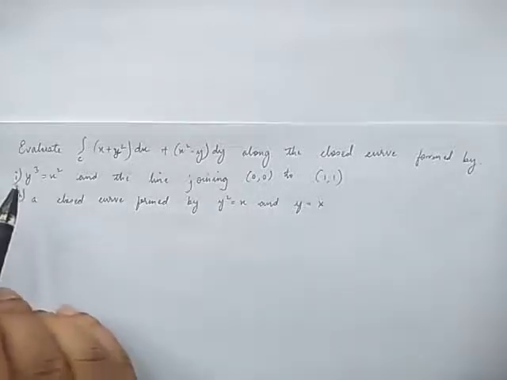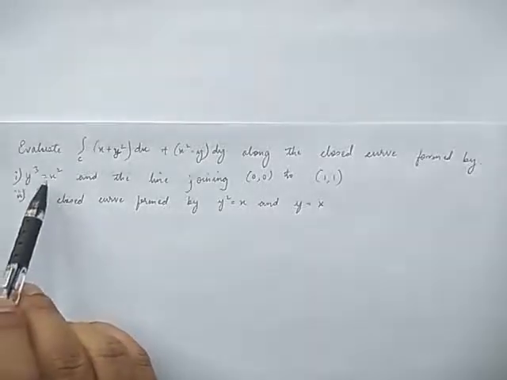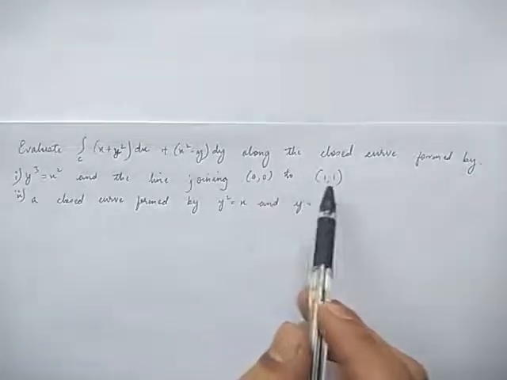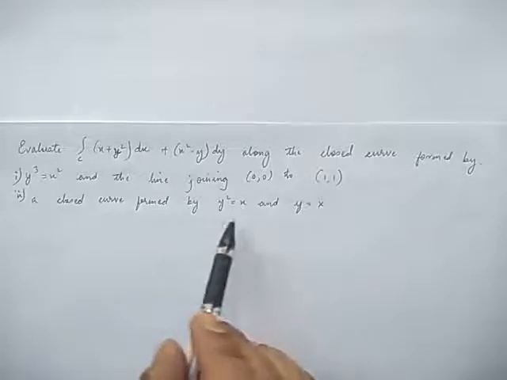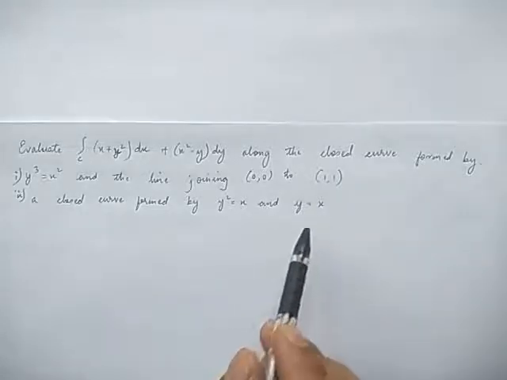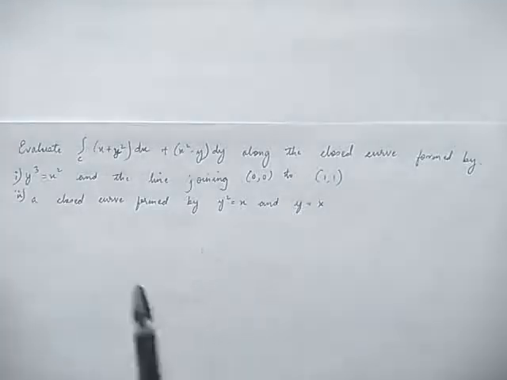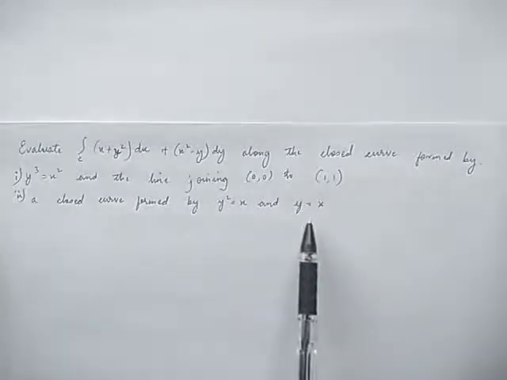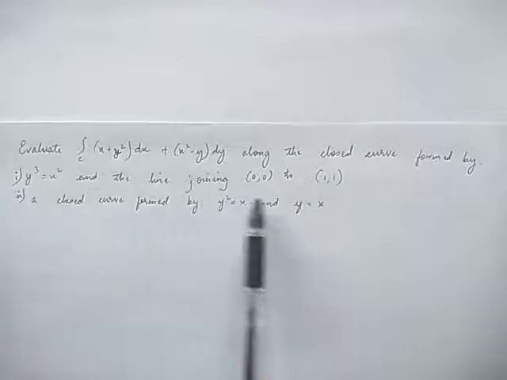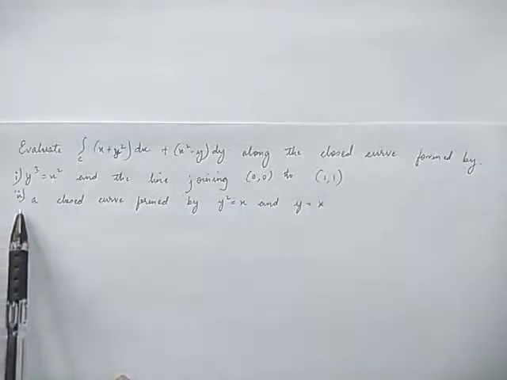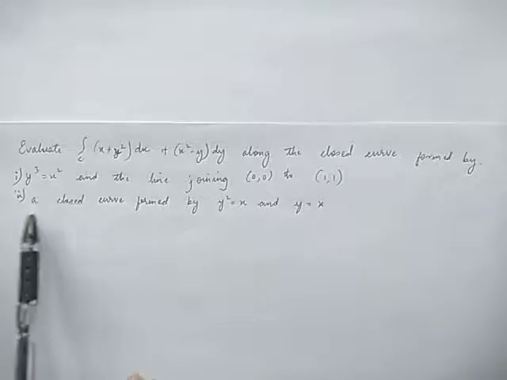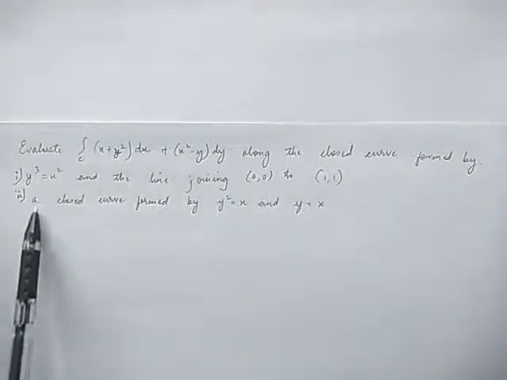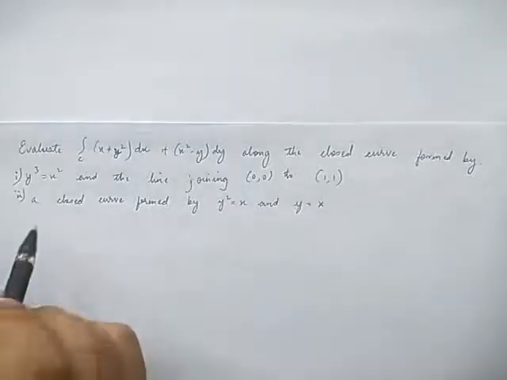The curve that we have in number 1 is y cube equal to x square and the line joining 0, 0 to 1, 1, and the second one is a closed curve formed by y squared equal to x and y equal to x. What I think is this one is a little bit easier, so I will do the first one. You may try the evaluation over C for the second one.